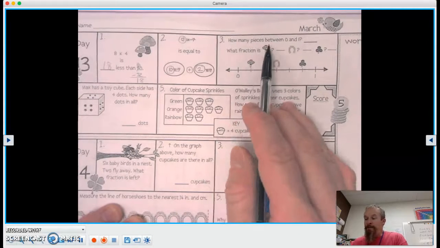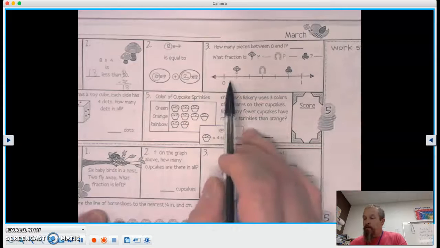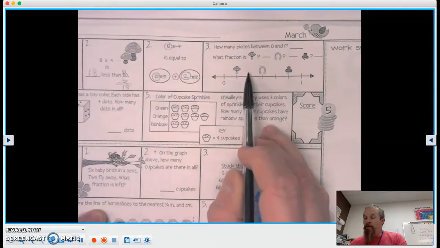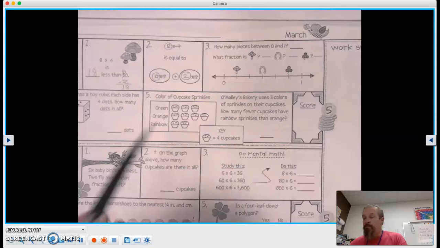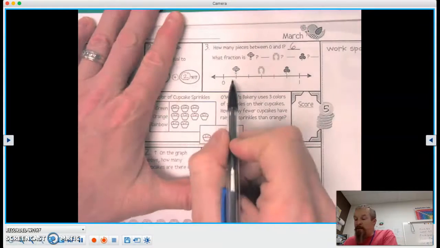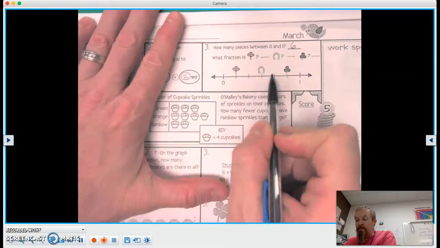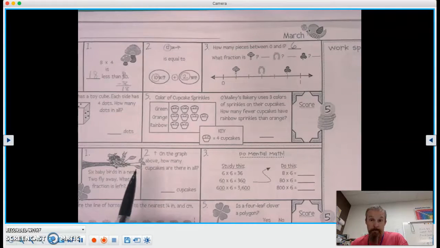How many pieces between 0 and 1? Well, we have 1, 2, 3, 4, 5, 6. So we have 6 total pieces, or 6 jumps, right? So like, here's 1 piece, 2 piece, 3 piece, 4 piece, 5 piece, 6 piece chicken nugget, right?